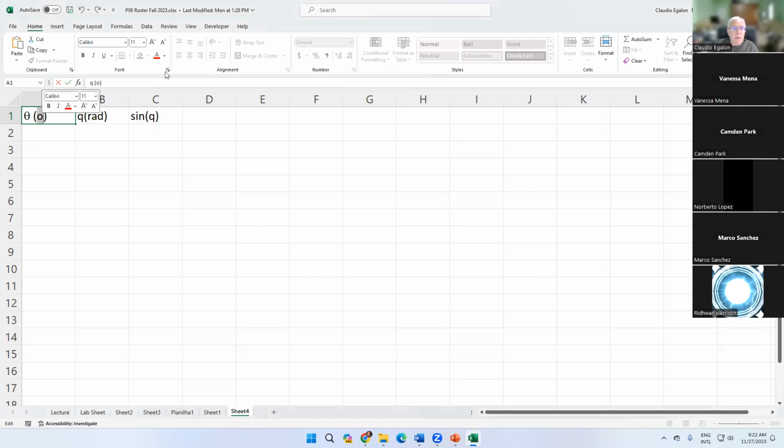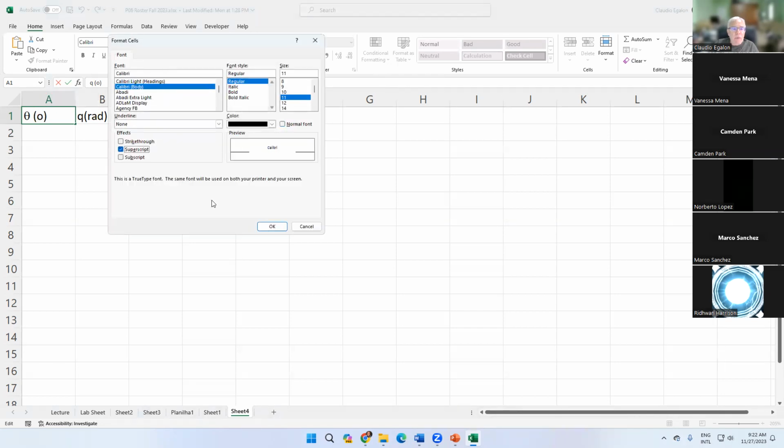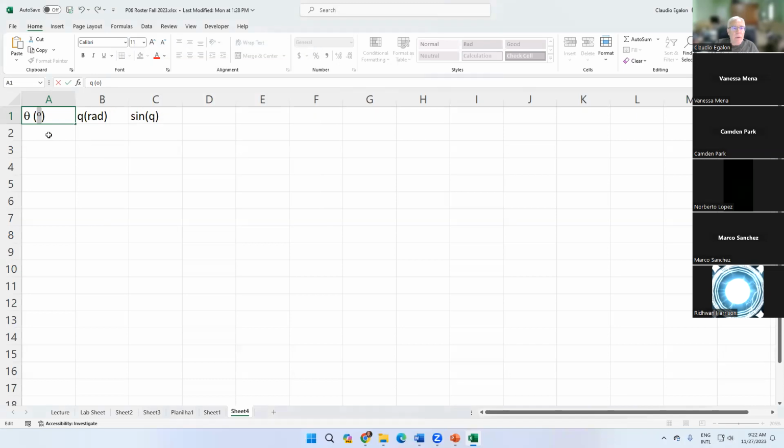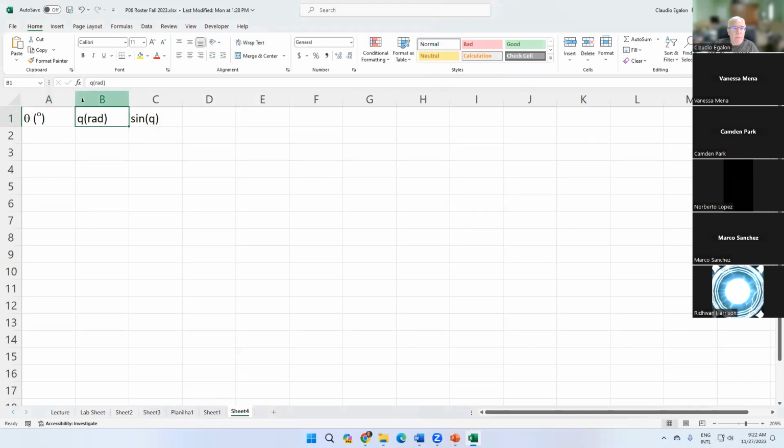And here I'm going to use it. Superscript. Symbol. And I put symbol here as well. Right? So let's see. I'm going to start with 0, 1, 2, 3, and so on, degrees, all the way up to 90 degrees.